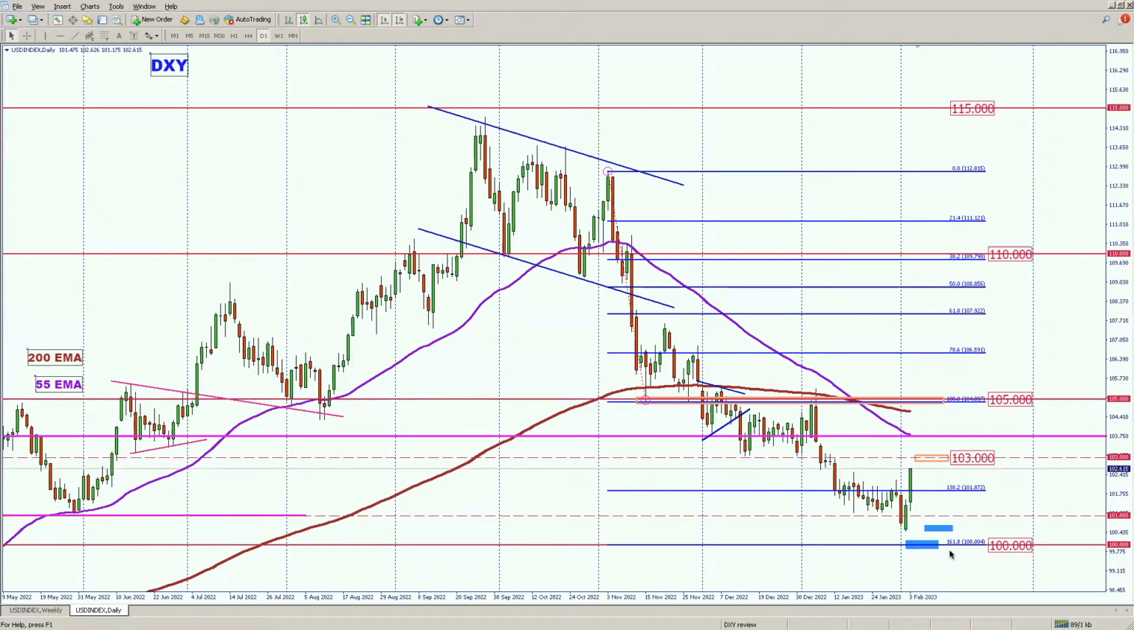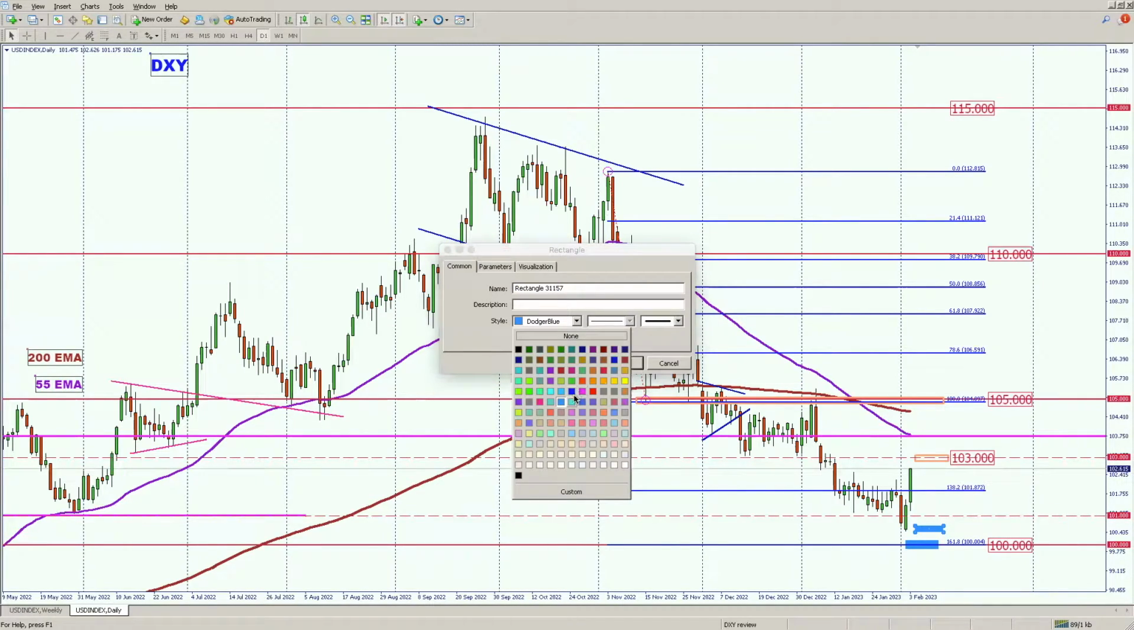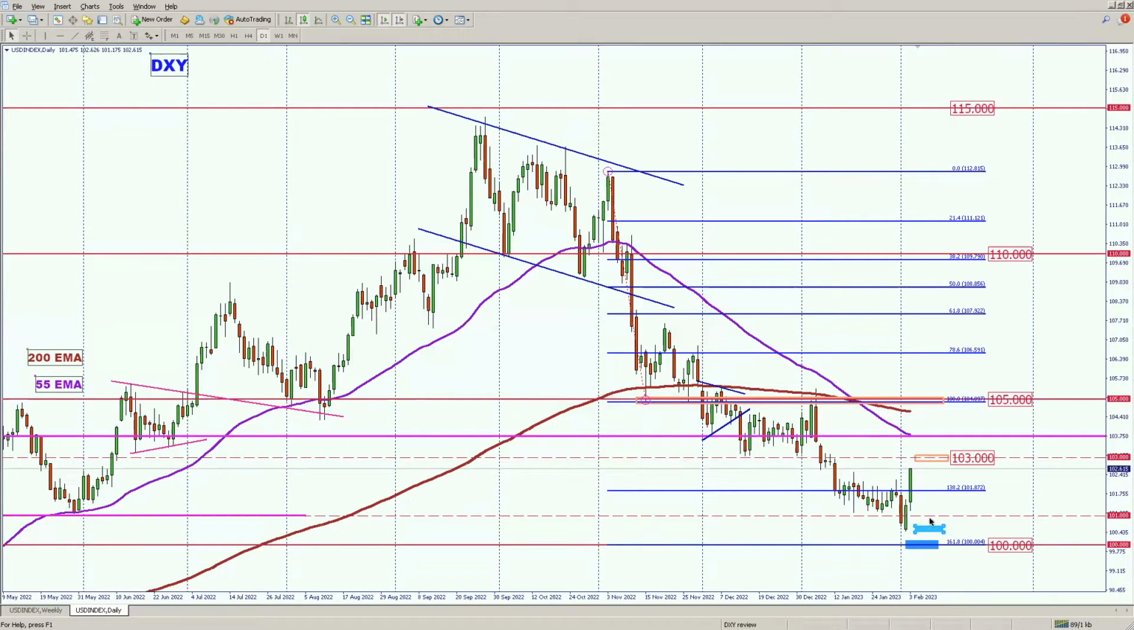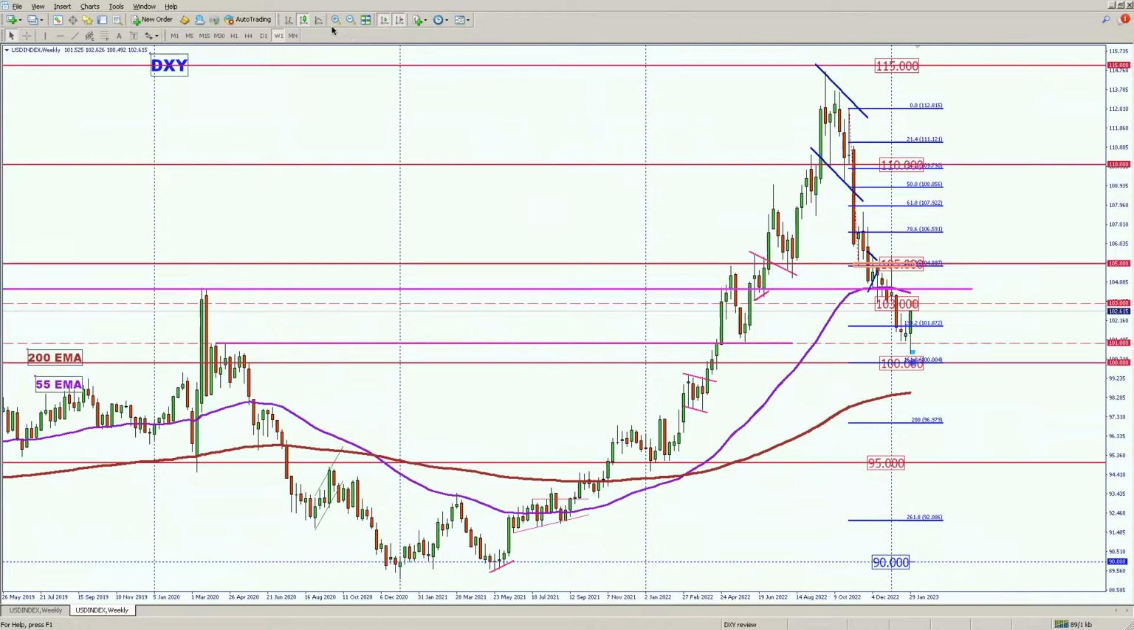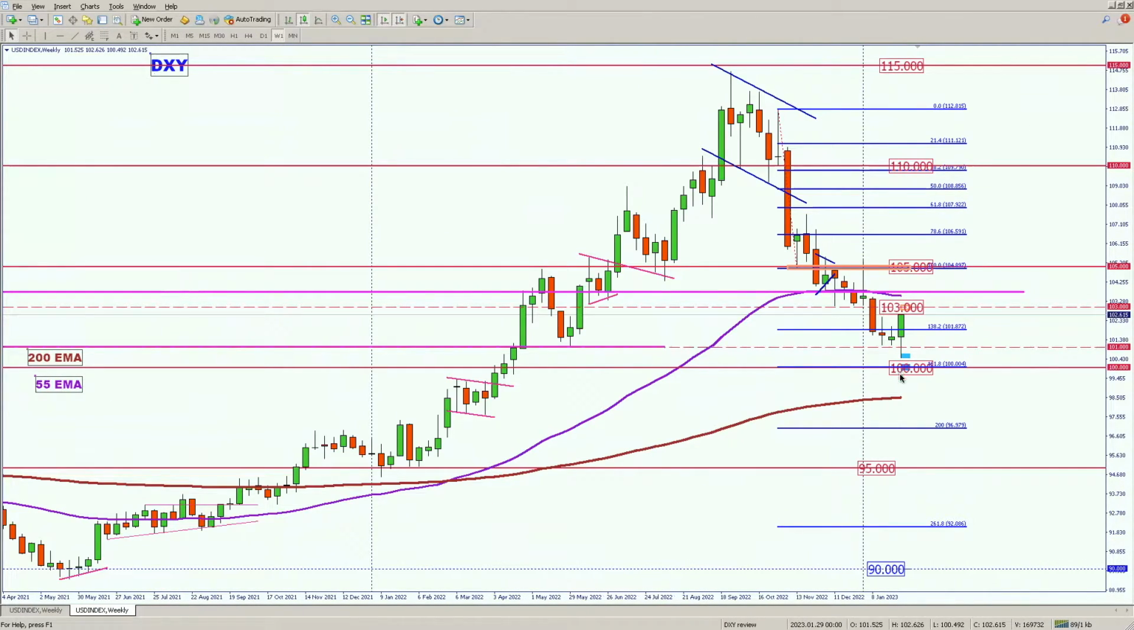Okay, which aligns with the 162 fib extension of this swing move down. Now we could also take a look at the weekly time frame first. Yeah, that was a spike through the 101 and it managed to climb back up, trying to climb up into the weekly 55 EMA, just above 103.